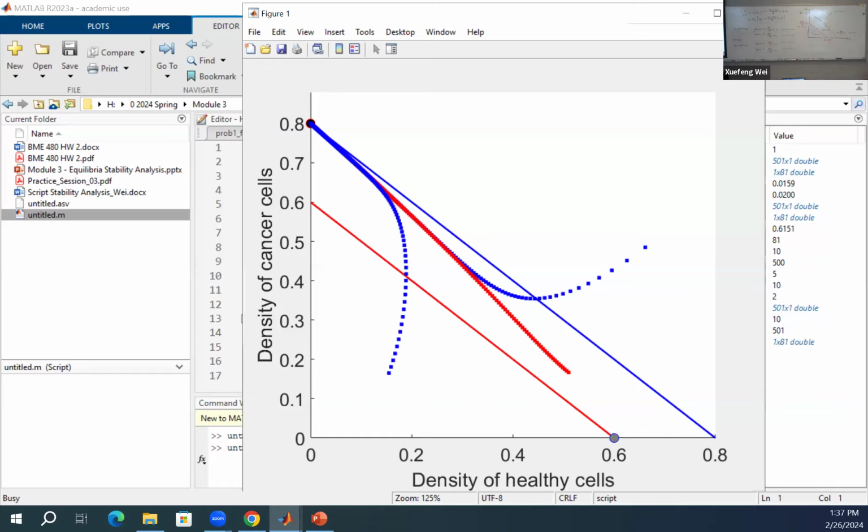In this case, x2 is this, and dx2/dt is bigger than 0, so it's moving north. When they cross this line, it has to move north. Okay, can you see that?